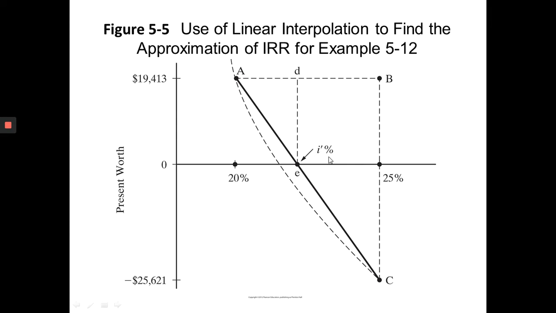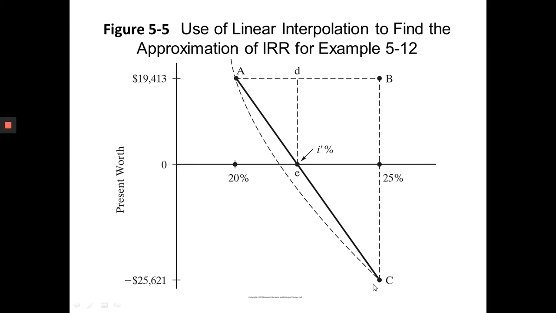Yes, in this figure, we are looking for a value in between 20% and 25%. Now here we are applying a linear interpolation method, and the interest rate we are looking for should be somewhere here. The present worth value corresponding to 20% is $19,413.